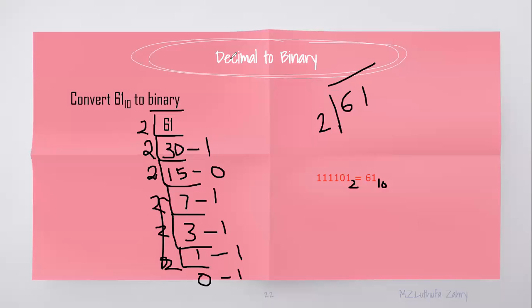Aren't we considering the 0? The reason we are not considering the 0 is that in any number system, if 0 comes in front, that has no value. So we don't need to. Okay. So that is how the decimal to binary conversion is.